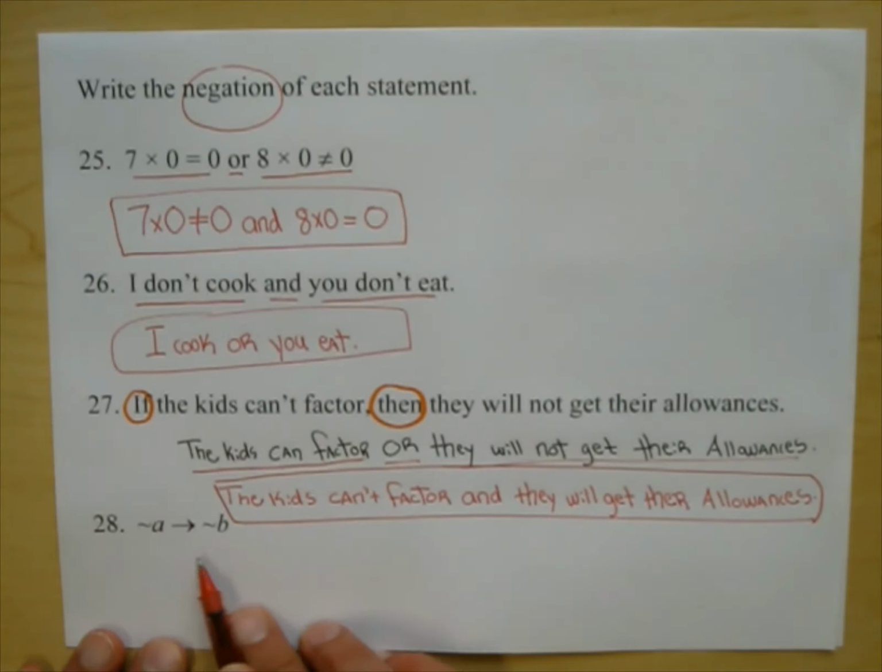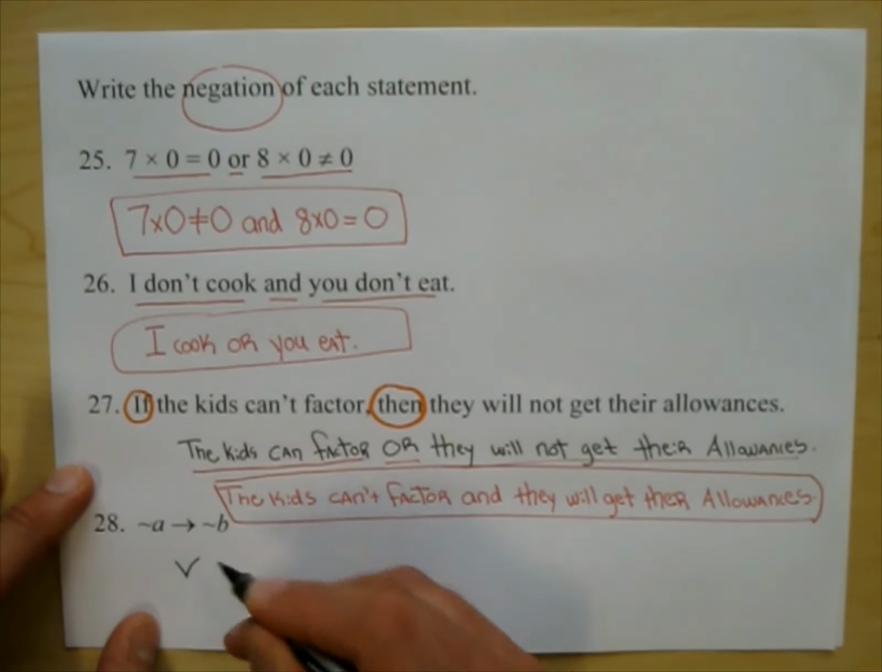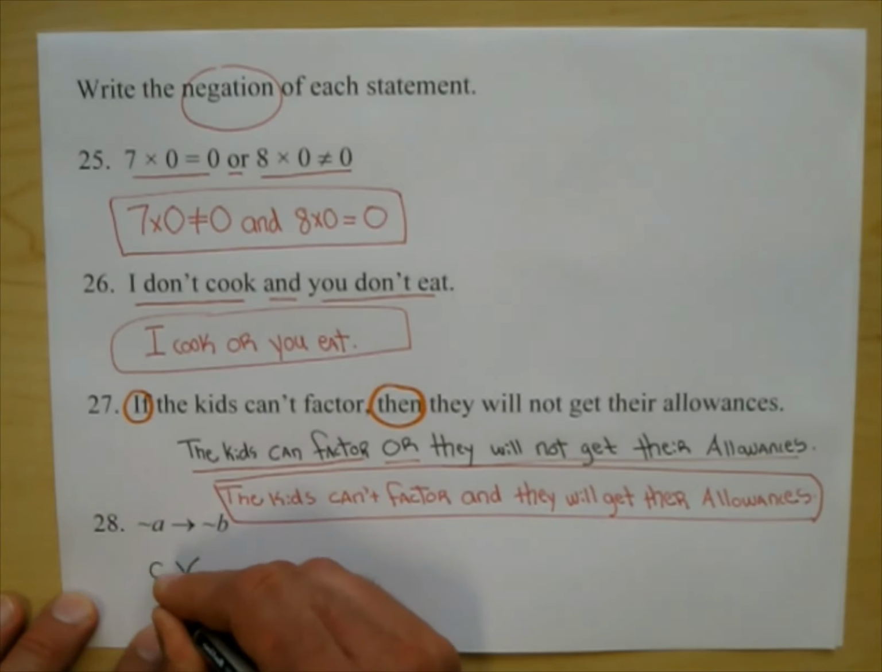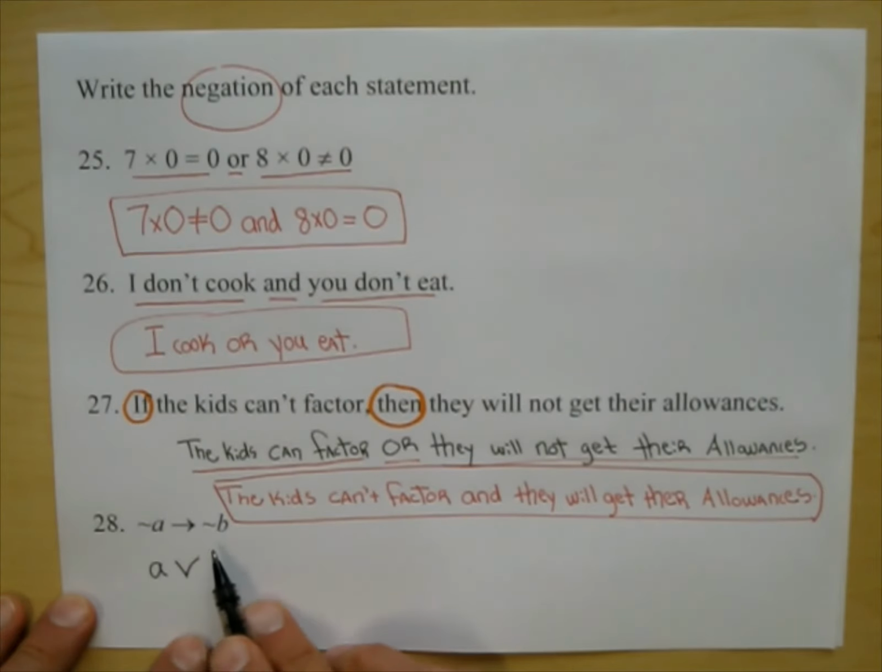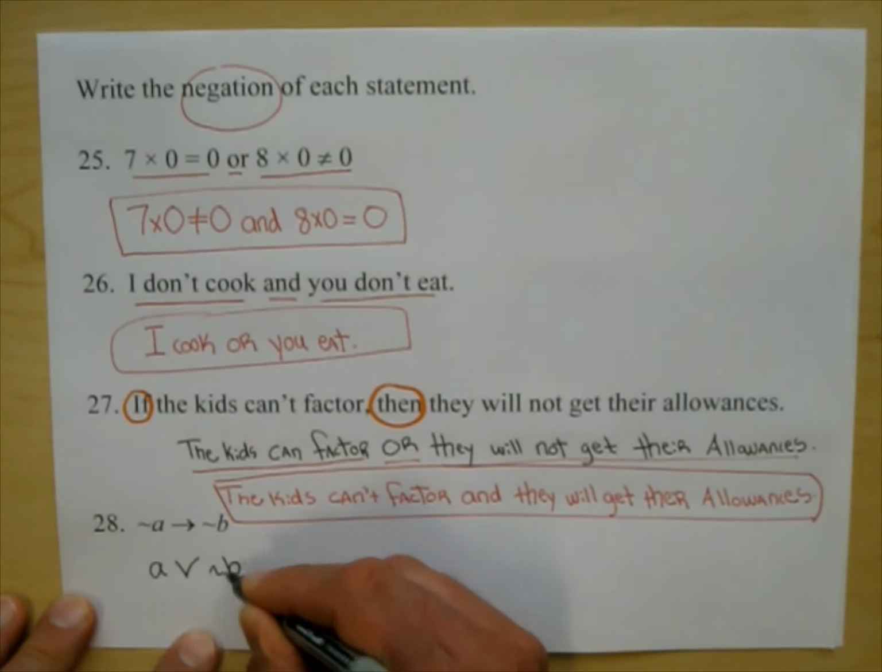Write the negation of this if-then statement. So once again, I'm going to change this to an or. This is just the way that I do this. The first part gets negated. So the negation of not A is A, and the negation of B stays what it is. The second part stays the same.